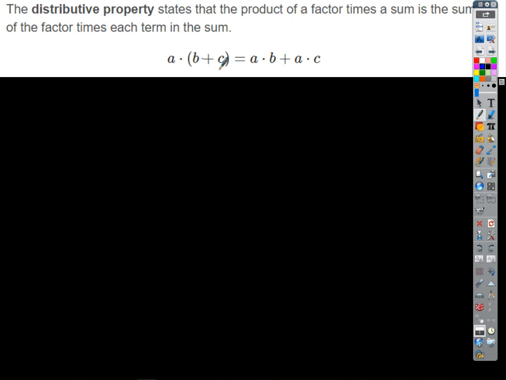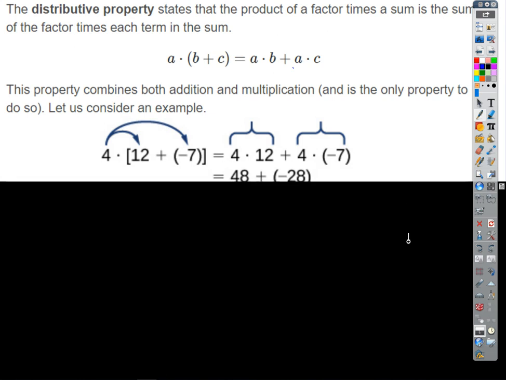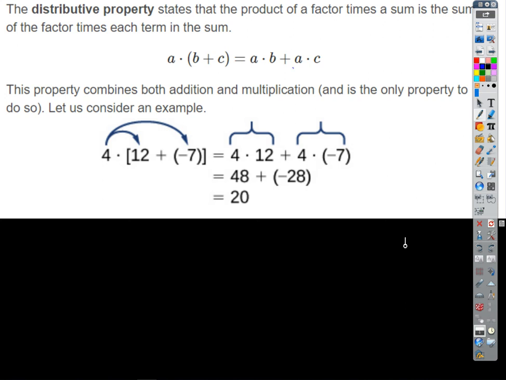I could distribute the A. That's the same thing as saying A times B plus A times C. You know that, right? You've done that lots of times. Here's an example. If we have 4 times the quantity 12 plus negative 7, I could distribute the 4 to both parts, and I get my answer, right?